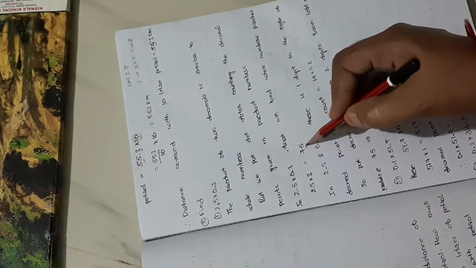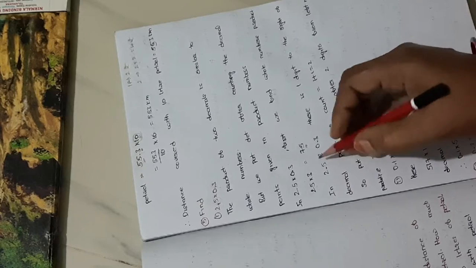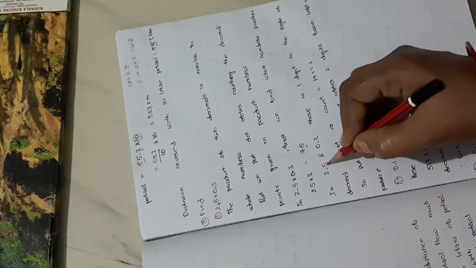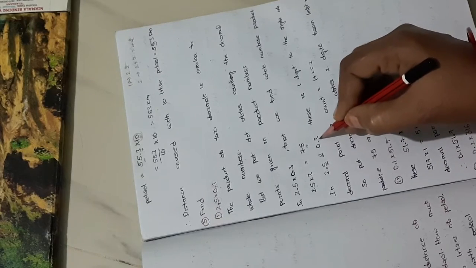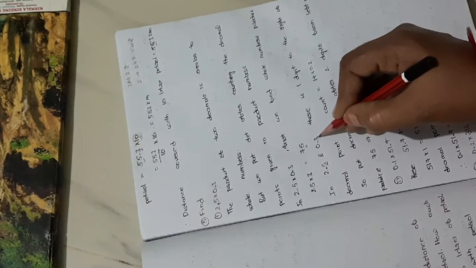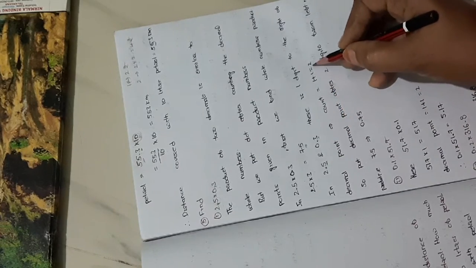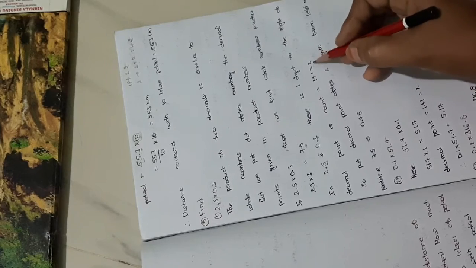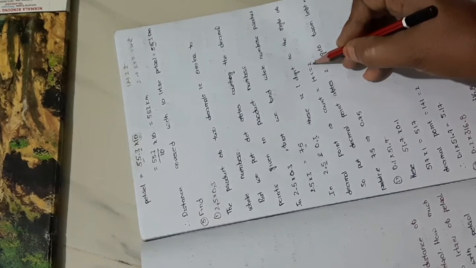For that what are we going to do? First we have to count the digits after the decimal point. How many are there in this one? After the decimal point, only one, that is 5. And in this number, how many digits are there? Only one. After the dot, we have only one. Therefore, 1 plus 1 is equal to how much? 2.